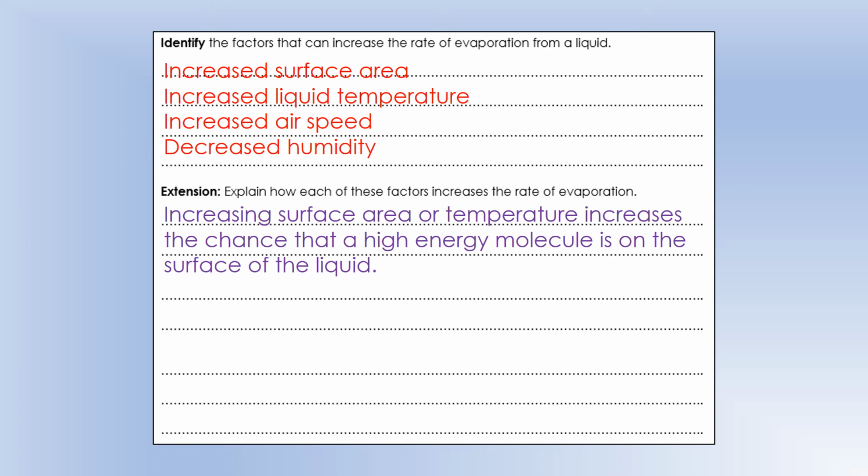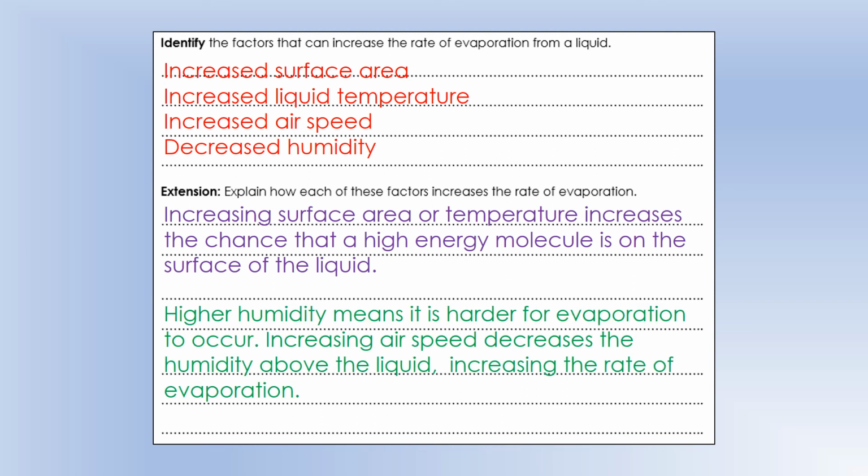So if you have a higher surface area or a higher surface temperature, that gives you a higher chance that there is a high energy molecule on the surface. Increasing temperature creates more high energy particles, and having a larger surface area means there are more particles on the surface. So both of those increase your chance of having a high energy particle on the surface. Higher humidity makes it harder for evaporation because the air already contains lots of water. So the reason that airspeed helps with that is it acts to decrease the humidity above the liquid, and that increases your rate of evaporation.